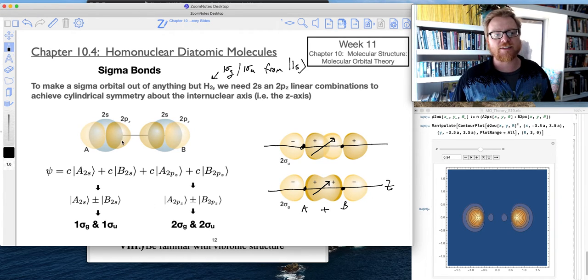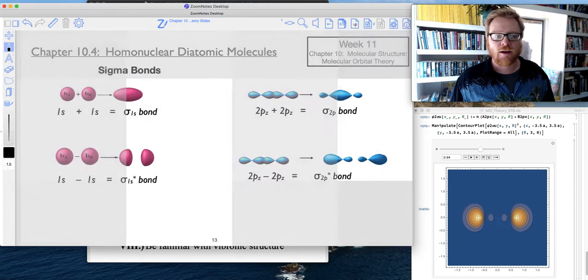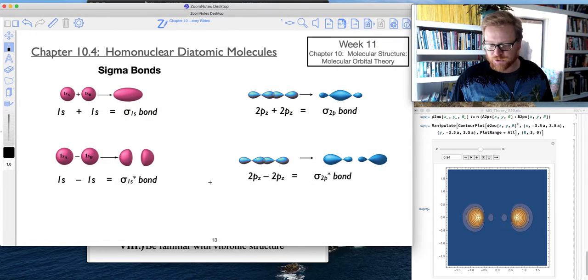So when we combine 2s and 2pz, we get 2 separate basis sets. We can make a 1 sigma g and 1 sigma u out of combining the 2s. And we can make a 2 sigma g and a 2 sigma u out of combining the 2pz. And of course, the plus state will give us bonding, and the minus state will give us anti-bonding. All right, so continuing along. Here are some pictures from my Gen Chem notes, which you can see in the simulations, but just to summarize, to go through this, right?